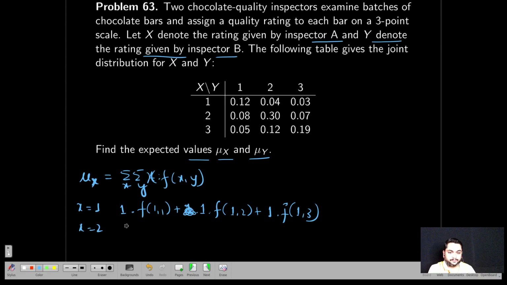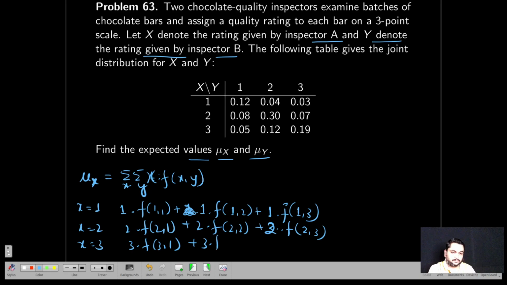Similarly, x equal to 2 now. This is 2 into f of 2 comma 1 plus 2 into f of 2 comma 2 plus 2 into f of 2 comma 3. X equal to 3: 3 into f of 3 comma 1 plus 3 into f of 3 comma 2 plus 3 into f of 3 comma 3. We add all these and we'll get the value of mu of x as 2.17. Similarly, mu of y, we'll get as 2.04.